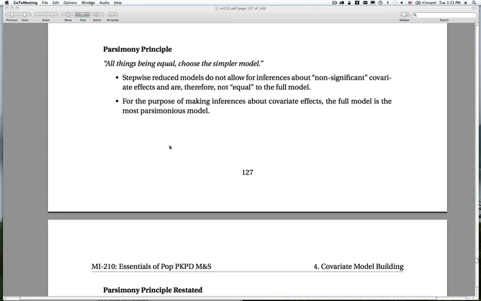And if your purpose, on the other hand, was to make a prediction of concentrations in this data set, well, you might be able to use stepwise reduction to come to a model that predicts concentrations in this current data set in a more parsimonious way by reducing the covariate effects. But that model doesn't allow you to make the inferences about the covariate effects.